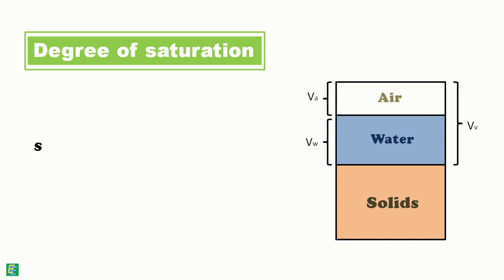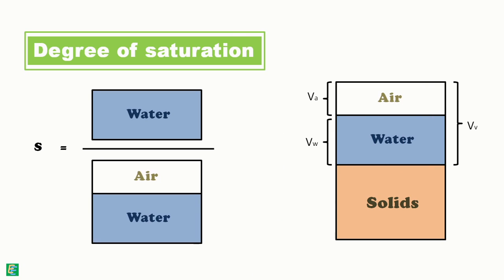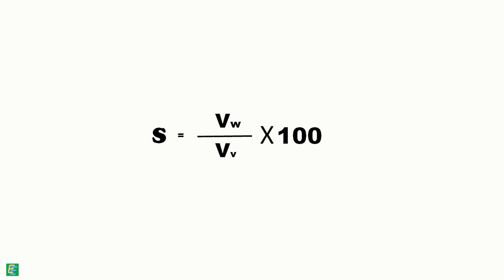Let us consider the three-phase diagram of a partially saturated soil. Degree of saturation for this soil sample is defined as the volume of water to the volume of voids this soil sample contains. Degree of saturation is sometimes represented as a percentage and sometimes not. It can be written like this in equation form.